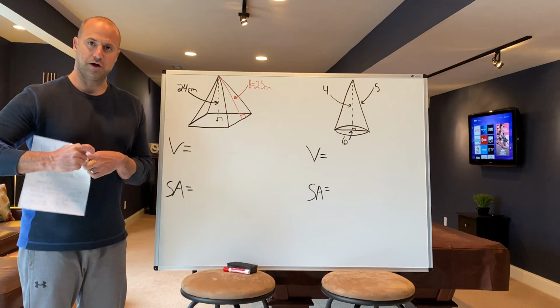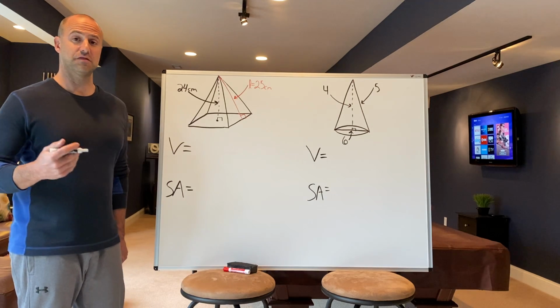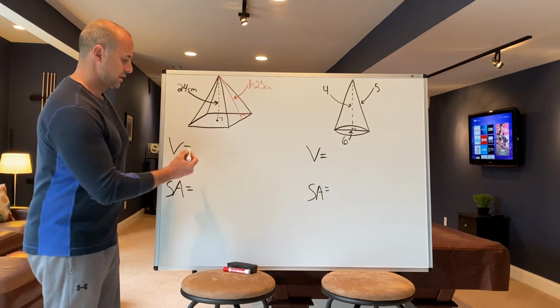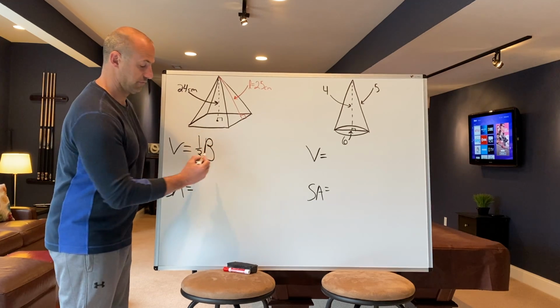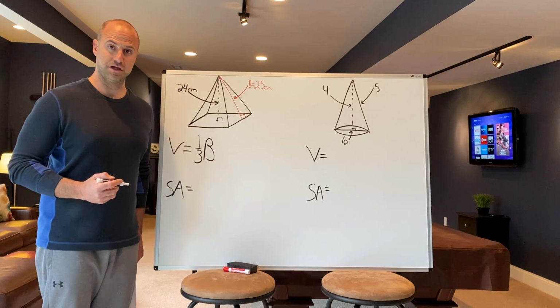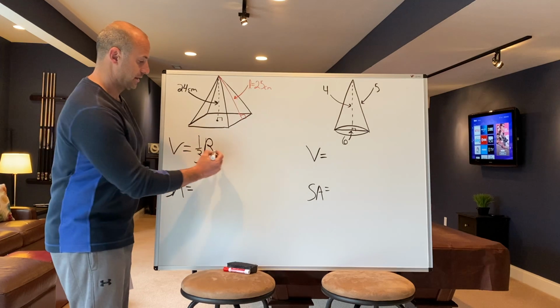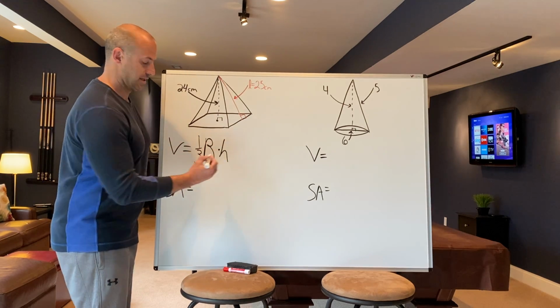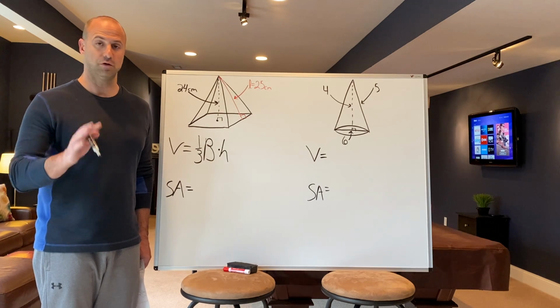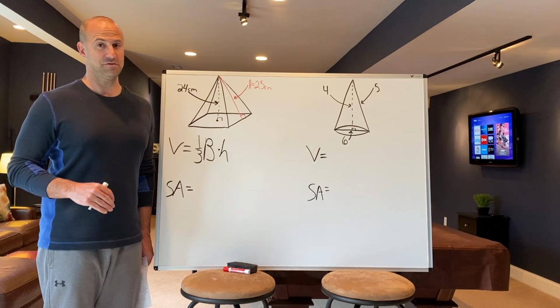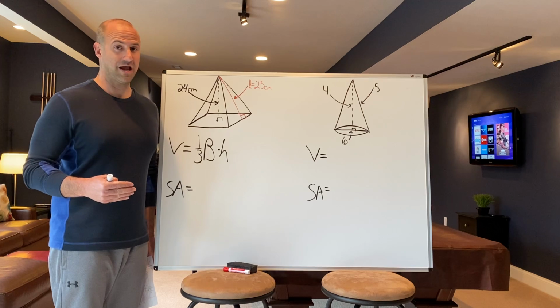Hopefully you remember from what we've talked about that to find the volume of a pyramid, it's 1/3 area of the base. Remember, that capital B means area of the entire base, times the height. And if you have all those parts, you're good to go. Well, unfortunately, like happens in some of these, you don't have all those parts.